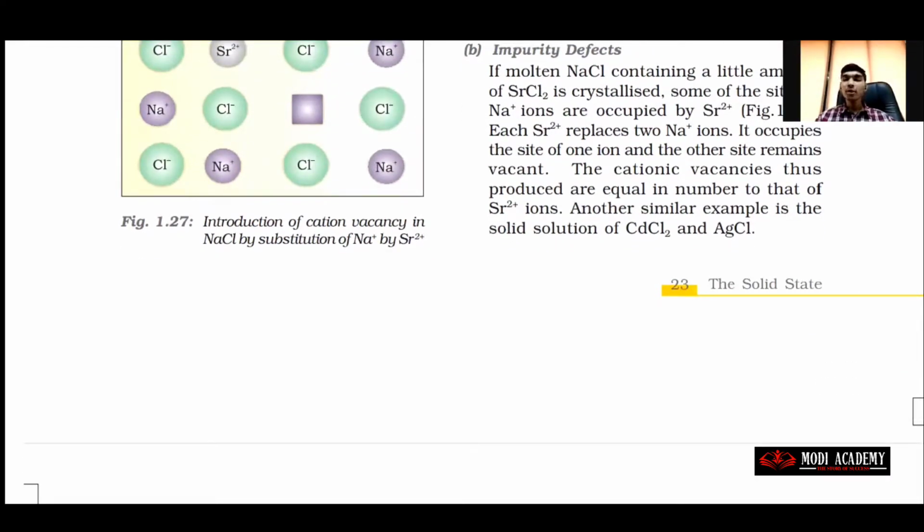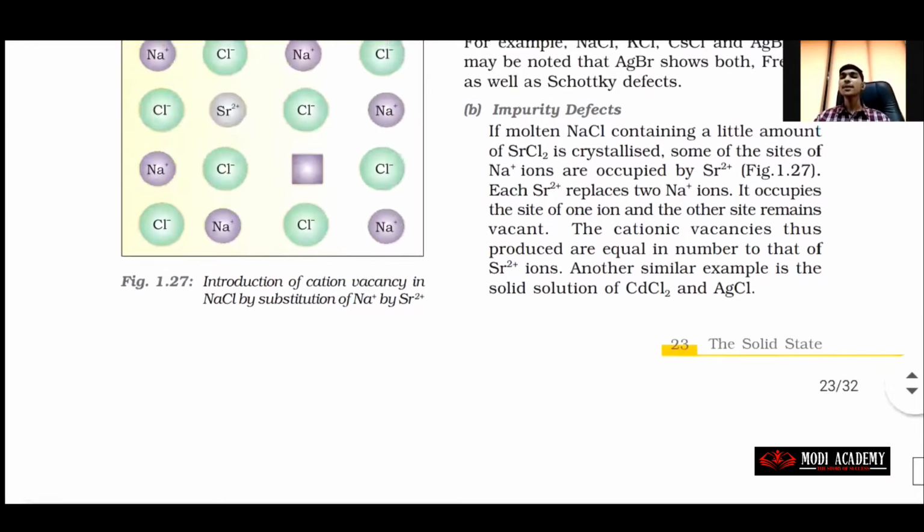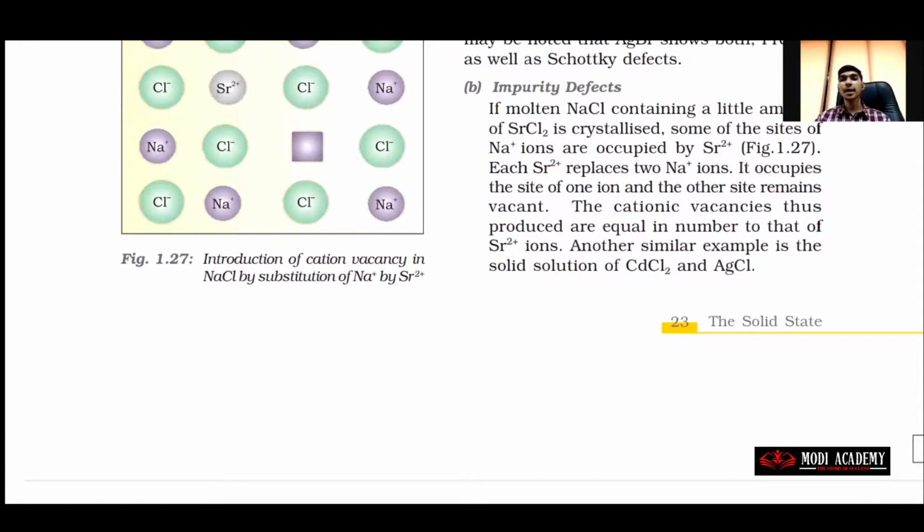Any kind of substance, when it is added to another compound, element, or mixture, is known as an impurity. So any substance in a pure state, when I add any compound to it, that is known as an impurity. Here an example is given: if molten NaCl, common salt, containing a little amount of SrCl2, strontium dichloride, is crystallized, some of the sites of Na+ are occupied by Sr2+.